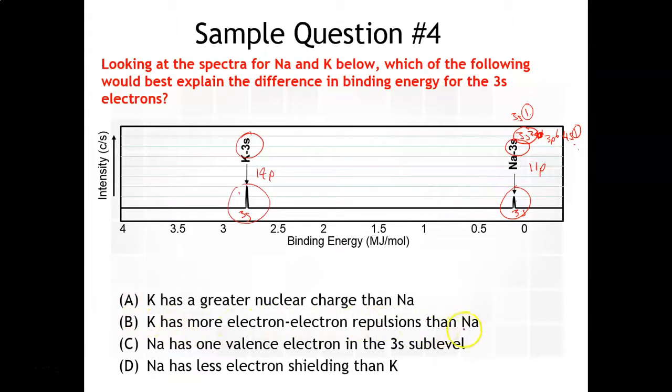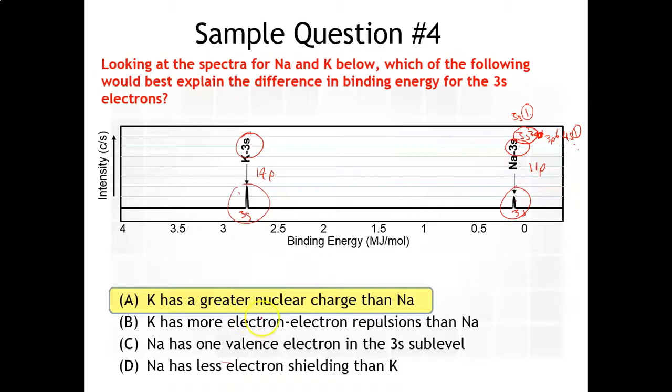K has more electron repulsions than sodium. Yeah, it does have more. Sodium has 1 valence electron in the 3s subshell. Yeah, but that doesn't really matter. Sodium has less electron shielding than potassium. Yeah, technically, but which one of these explains this situation? The nuclear charge. And for those wondering why it can't be the shielding: if it was 4s versus 3s, yes, definitely shielding is your explanation, more shells. But we're only talking about the 3s electron, so shielding is out the door. We don't care about it because we're not comparing the valence shell anymore. We're comparing a specific subshell, and that's what makes the difference.